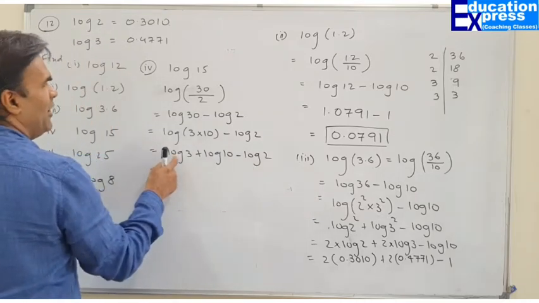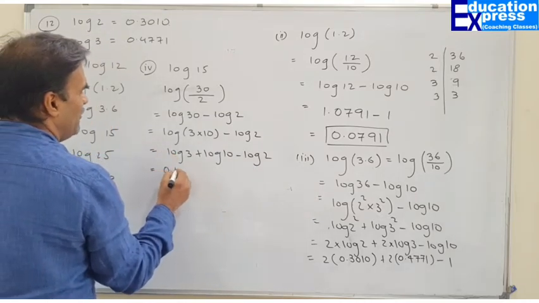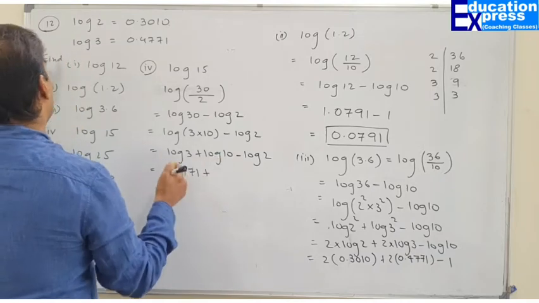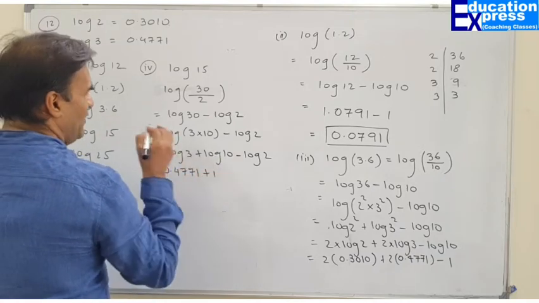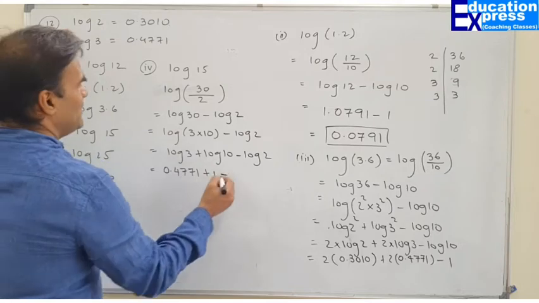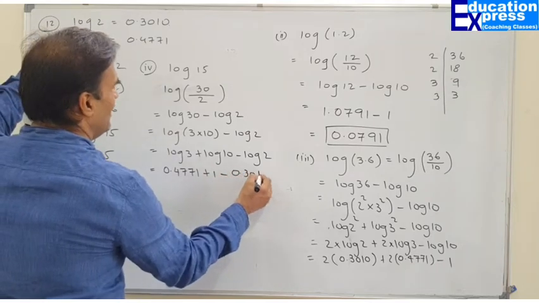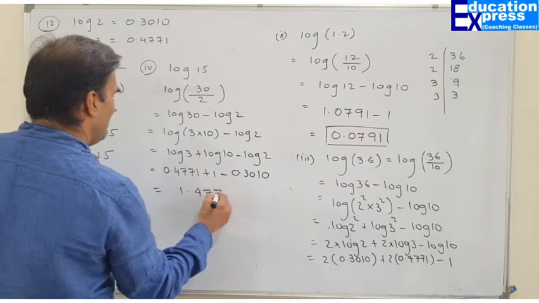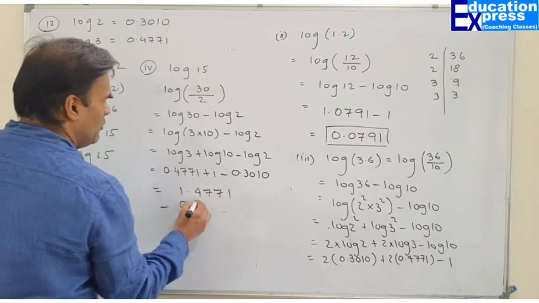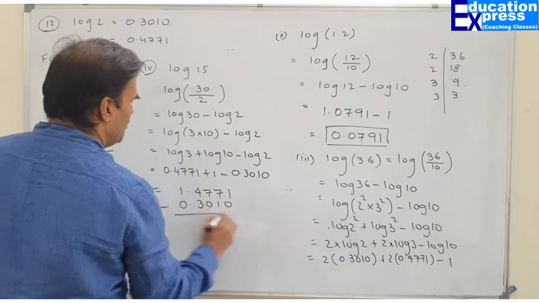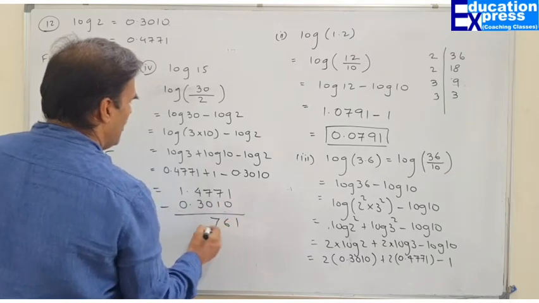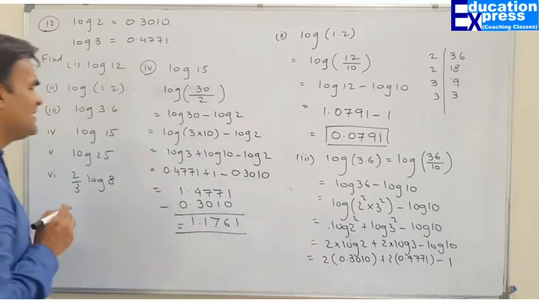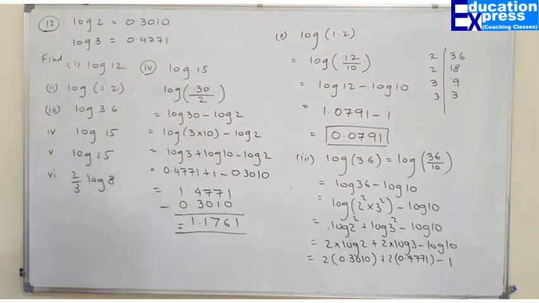What about the value of log 3? 0.4771. What is the value of log 10? Sir, log 10, 1 we know, minus 0.3010. So you have 1.4771 minus 0.3010. When you do the subtraction, you get your answer. Quite simple, my dear friends.